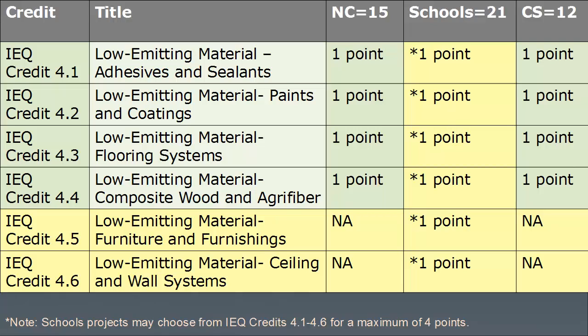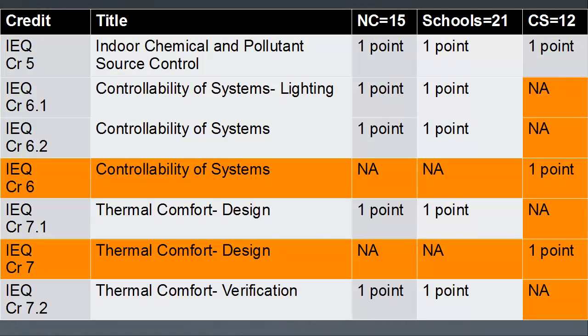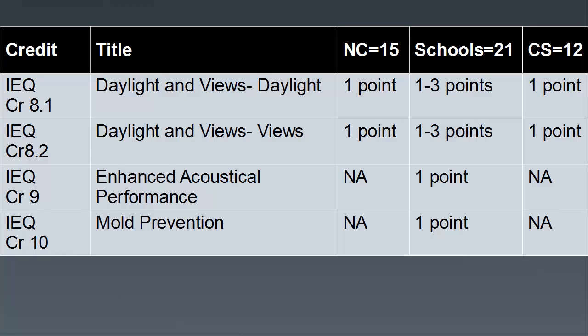The last two, 4.5 and 4.6 for furniture and furnishings, and ceiling and wall systems have to do with schools only. But it's important to take into consideration for all building types. You can see towards the end of this section, we're going to talk about controllability of systems. So not only health, but also comfort comes into play and tenant interaction with the buildings. This section ends with daylighting, acoustics, and mold prevention.